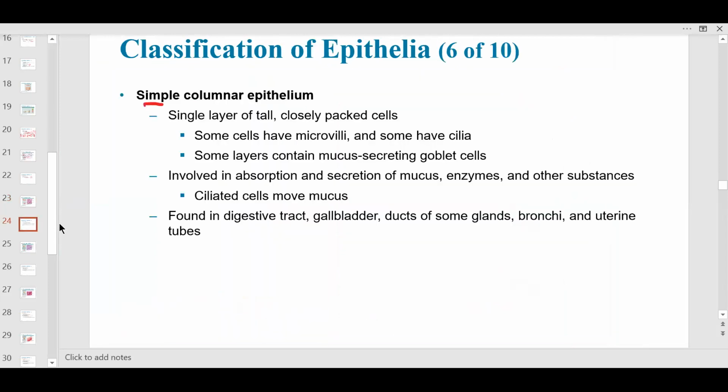Simple columnar epithelium. One layer of columnar-shaped cells attached to a basement membrane. Tall, tightly packed. Sometimes when you're looking at simple columnar, it kind of looks like pseudostratified, because it really is. Just pseudostratified has its own look. So some have the apical surface with microvilli. Remember, microvilli is for absorption.